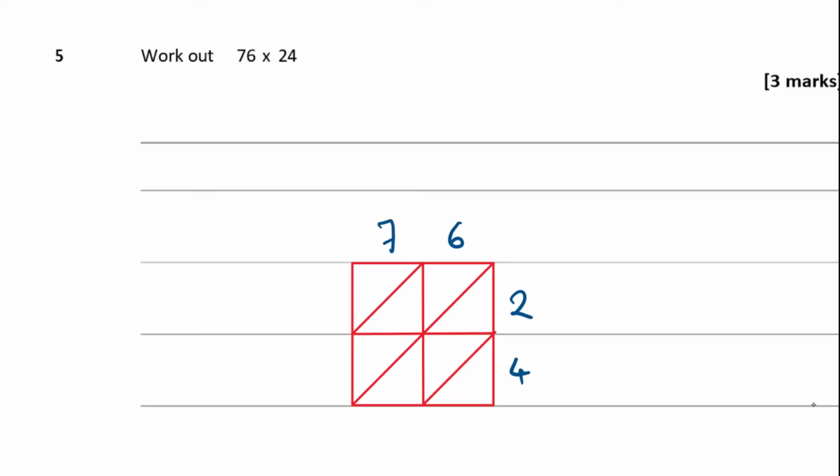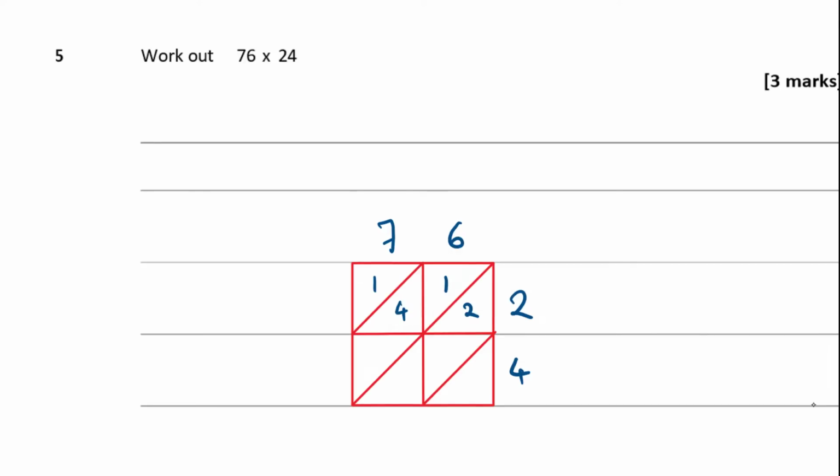Now, once I've got the grid set up, I can start doing the multiplying. In this box here, you can see it's in the 7 column and the 2 row. So I'm going to multiply those two things together. 7 times 2 is 14. So I'm going to write the 1 from the 14 in here and the 4 from the 14 in here. Similarly, 6 times 2 is 12. So I'm going to write 1 from the 12 in there and 2 from the 12 in there.